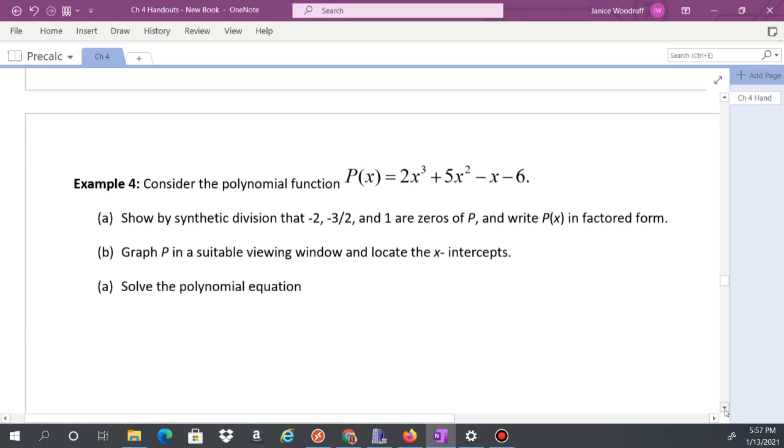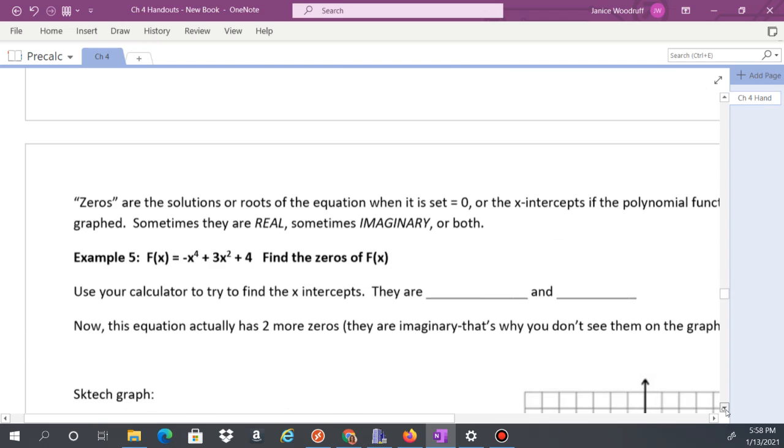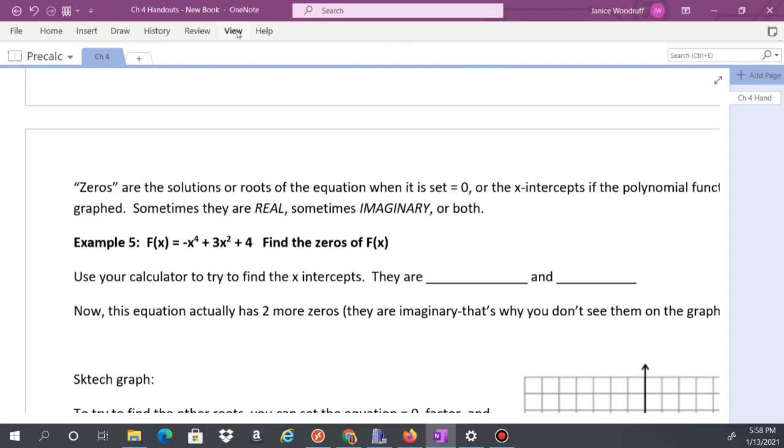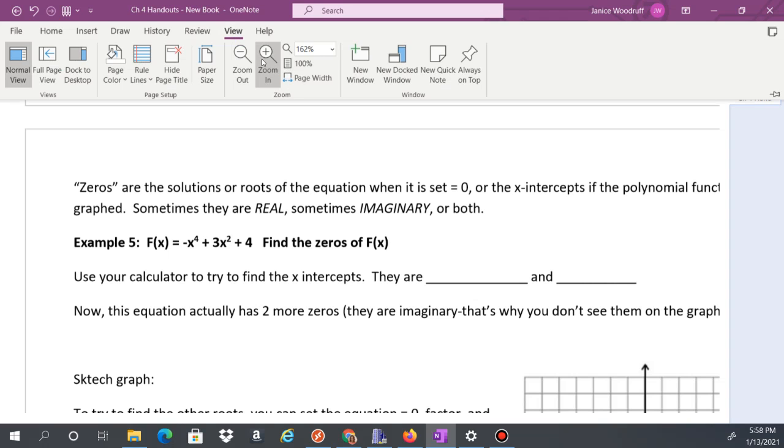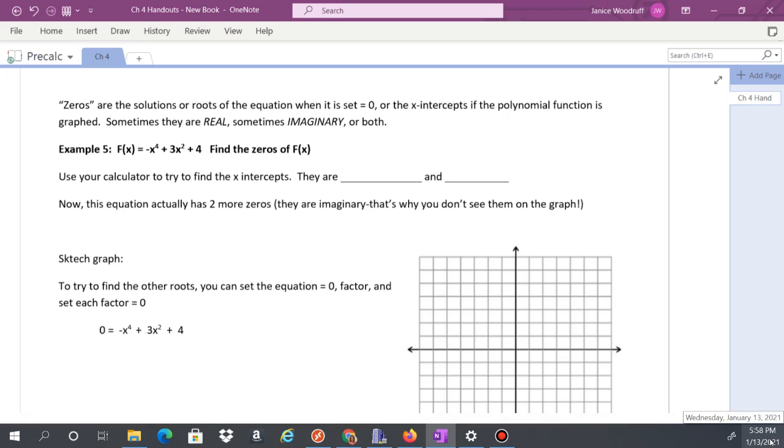Let's look at zeros. Okay. All right, so zeros are the solutions of the equation, also your x-intercepts of the equation. So sometimes they're real, and that's when you see them. And then sometimes they're imaginary. Sometimes they're irrational as well.